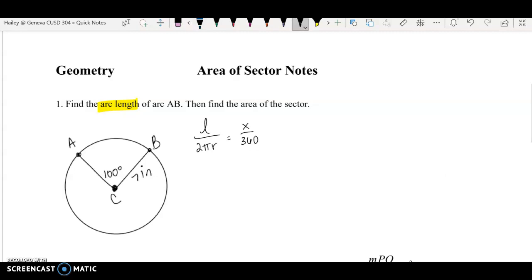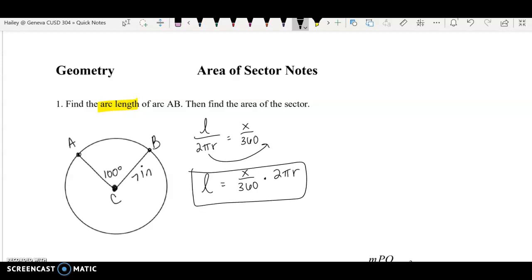And some of you actually went through and changed it. We moved this over, so we have L by itself. So it would be x over 360 times 2 pi r, right? We are going to use this version right now to fill it in right here. And then we're going to talk about area of sector, which is going to end up being a very similar formula. So that's why I want to recap this first.